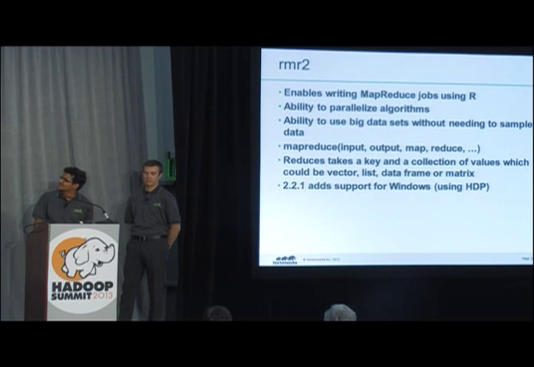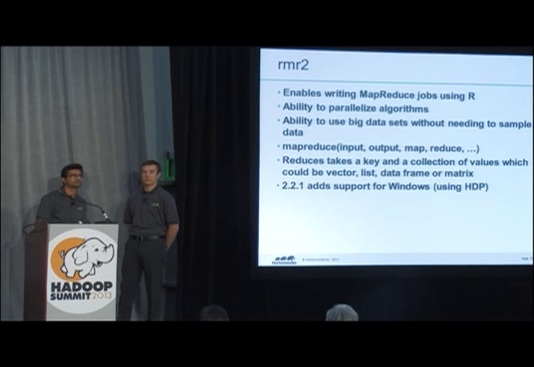One of the APIs is MapReduce, which takes the input, the output, a map, and a reduce. Here the map itself is an R function, same thing with reduce, and the input and output are the location of your HDFS files.